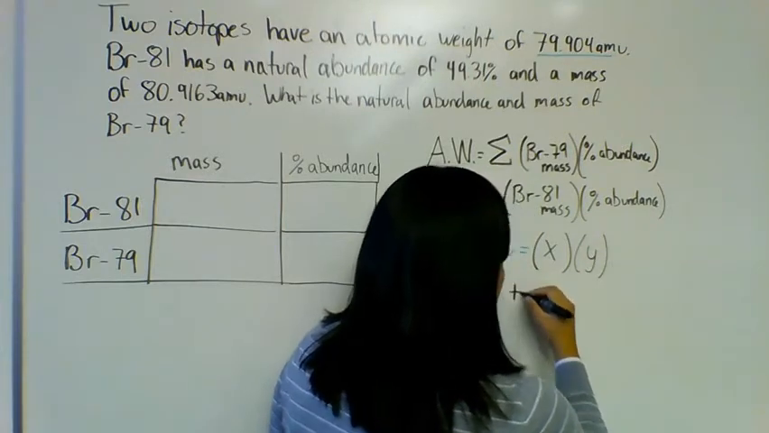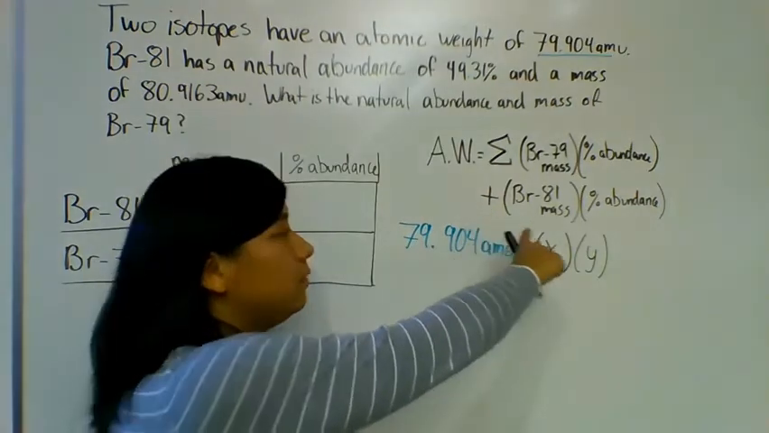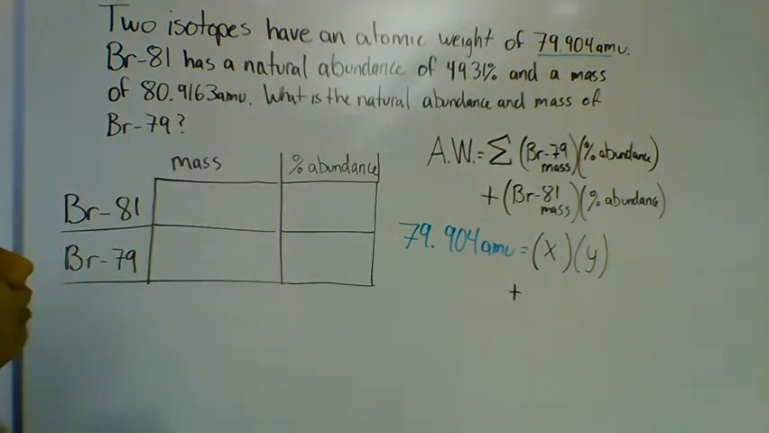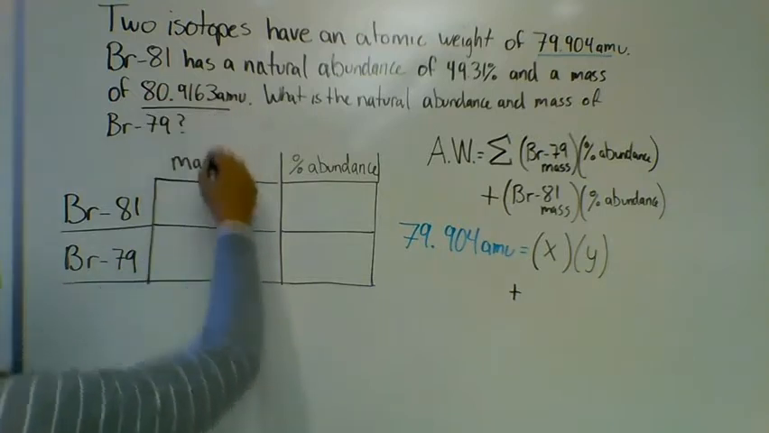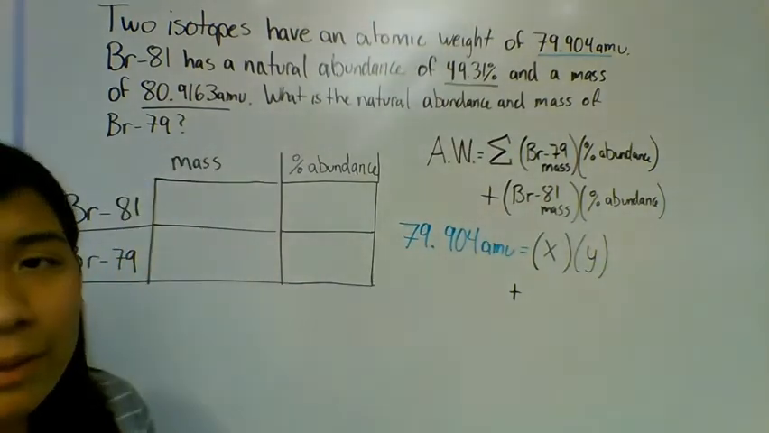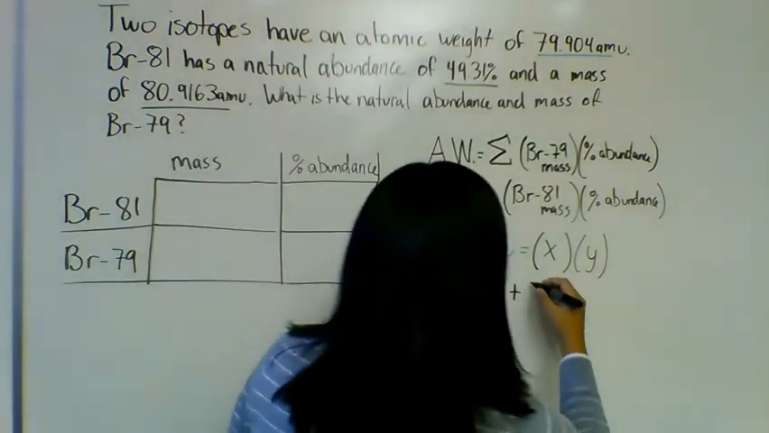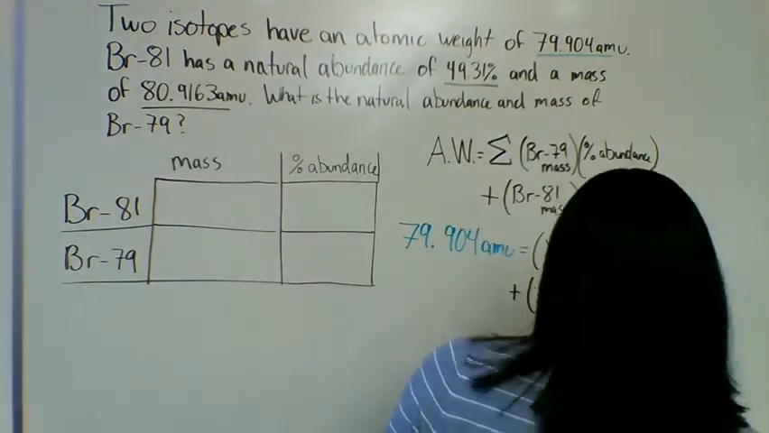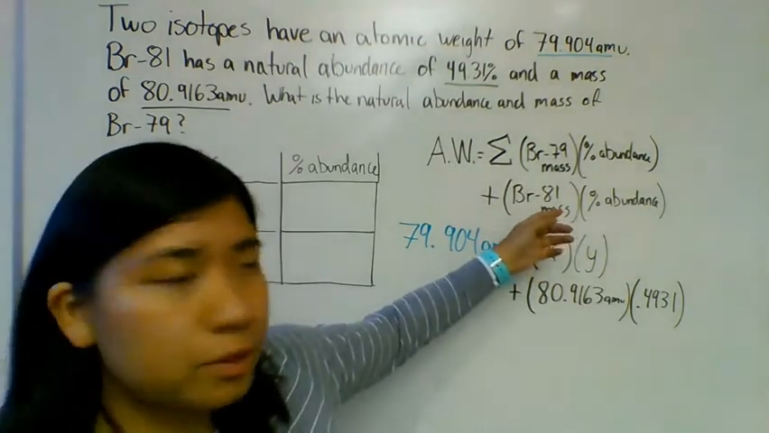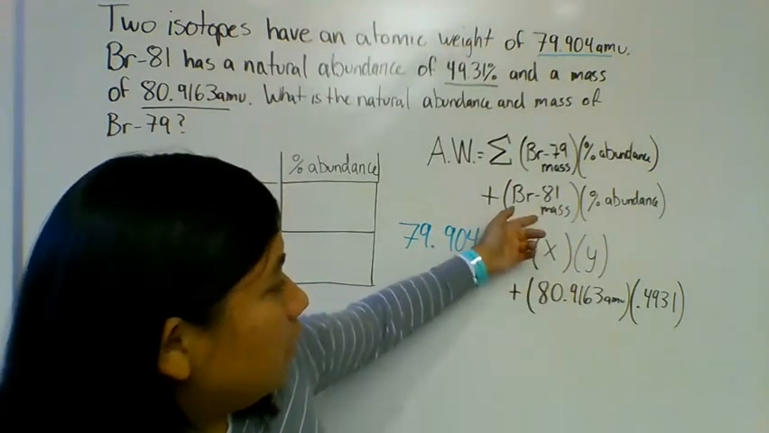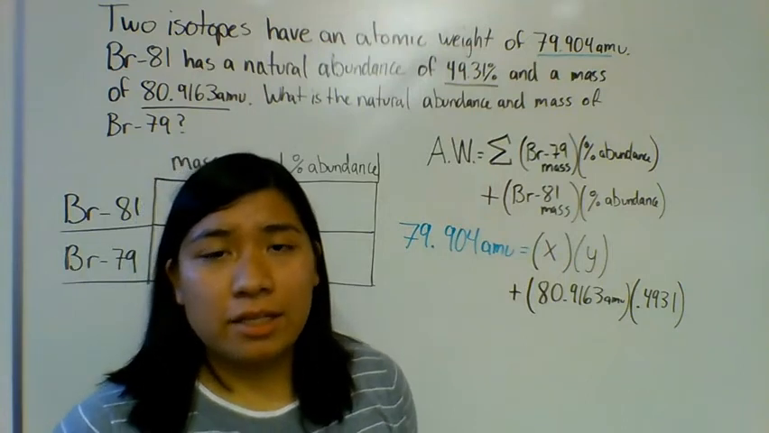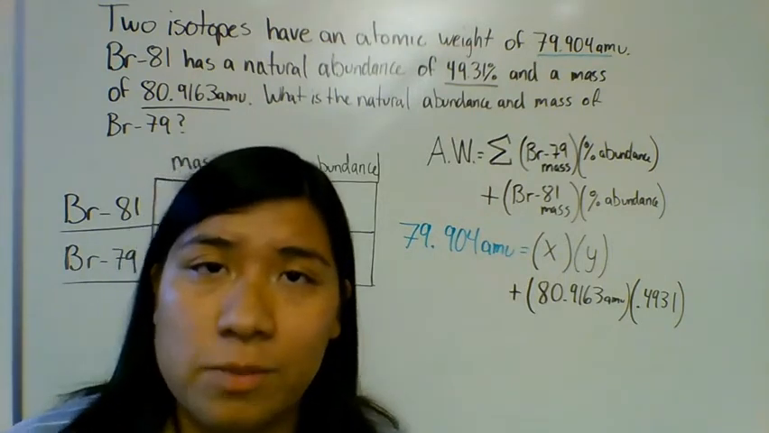And then the next part of this equation is to add. So plus bromine 81. We know that bromine 81 has a mass of 80.916 and an abundance of 49.31. So I'm going to go ahead and fill that in. I have substituted my variables. So I have the mass of bromine 81 and its percent abundance. Let's go ahead and organize that into a chart so that we can see things more clearly.